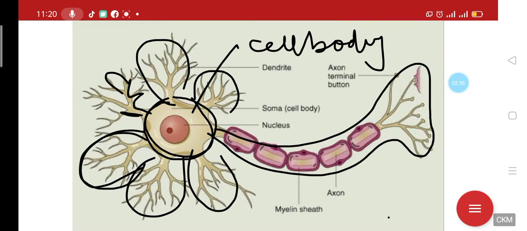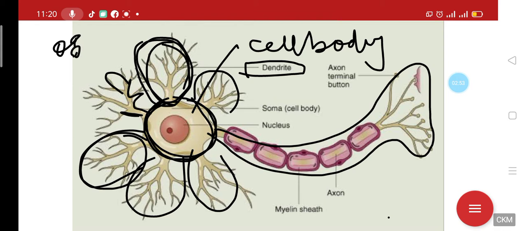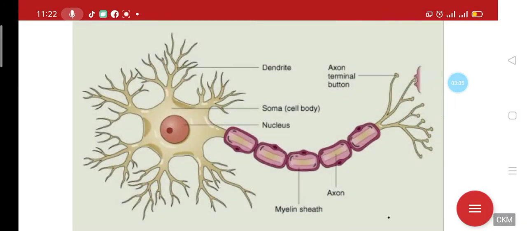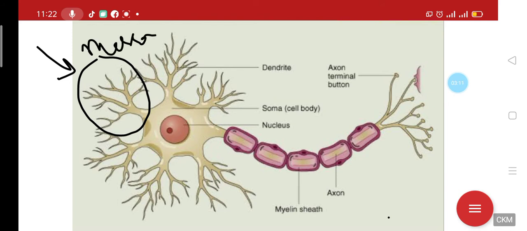The smaller processes are known as the dendrites. Basically, the dendrites receive the message from the receptors and carry it towards the cell body. An axon is the long extension or process which takes the message away from the cell body. So students, did you get that the dendrites are the ones which receive the message and take it towards the cell body, and the axon is the one which takes the message away from the cell body?